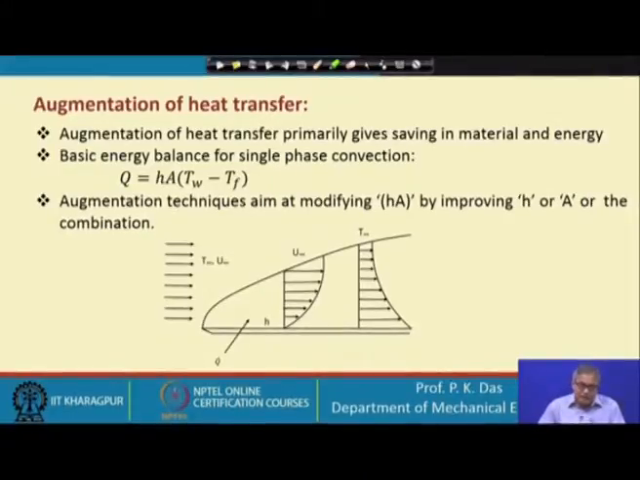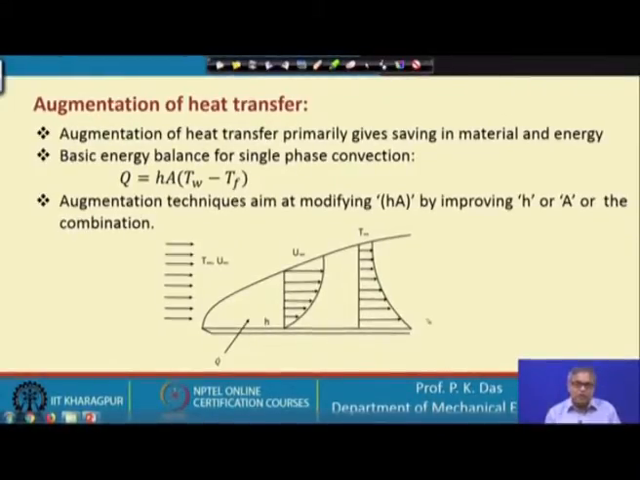So, the basic energy balance equation that we can get, let me highlight it. This is the basic energy balance equation for convective heat transfer: Q dot is equal to H A (T_w minus T_f). I have shown it with the help of an illustration which is very common to you.